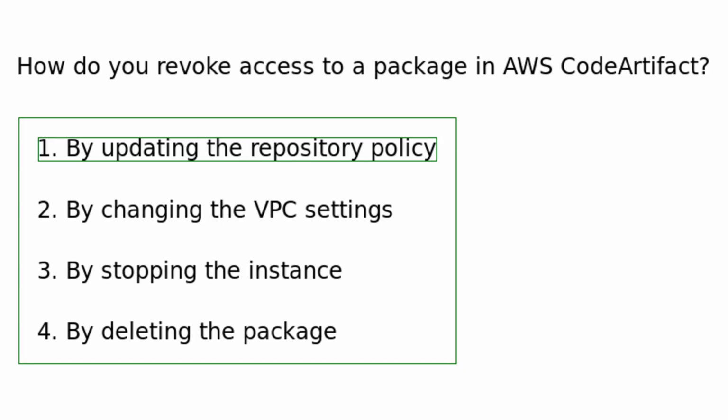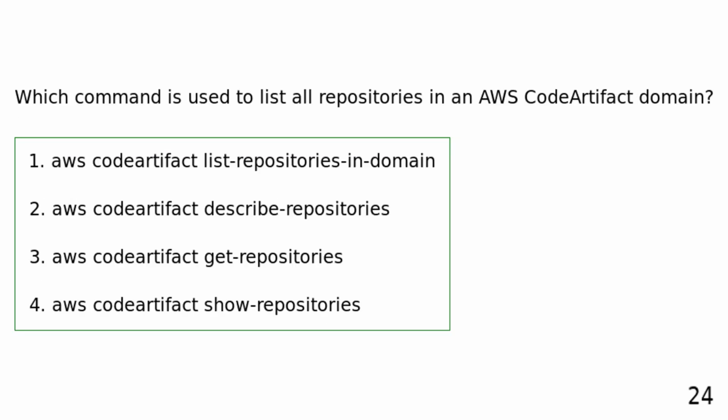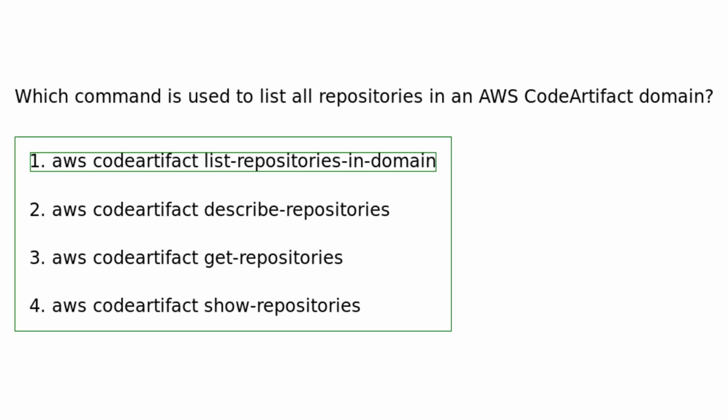users or roles. Which command is used to list all repositories in an AWS CodeArtifact domain? aws codeartifact list-repositories-in-domain. aws codeartifact describe-repositories. aws codeartifact get-repositories. aws codeartifact show-repositories. The command aws codeartifact list-repositories-in-domain is used to list all repositories within a specified AWS CodeArtifact domain.